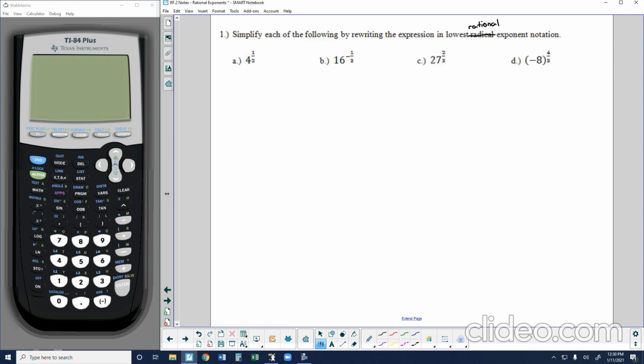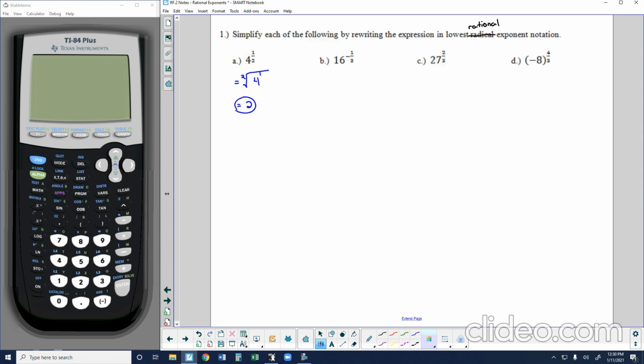So let's go ahead and take a look at some of our examples. In problem 1a, if I were to think about rewriting this into something more familiar with a root, I would rewrite this as 4 being my radicand. The numerator 1 would be my power, and the denominator 2 of the fraction would be the index of my root. So essentially what this is asking for is a simplified version of the square root of 4, which is 2.